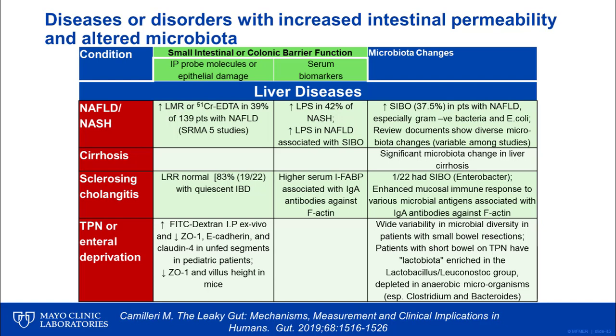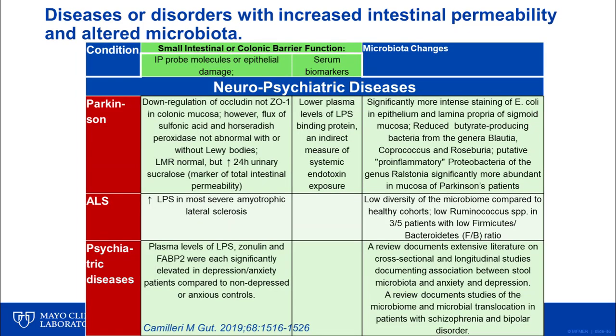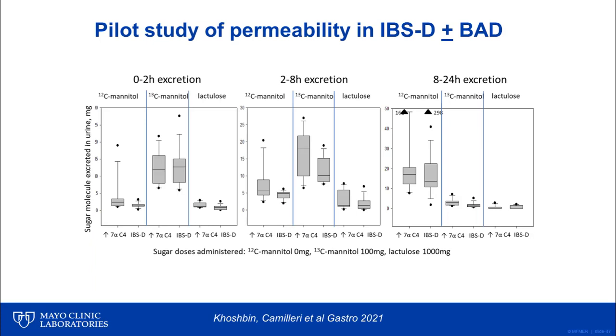TPN, especially if you have enteral deprivation, in other words, patients are being supplemented only with total parenteral nutrition, is associated, if you take biopsies and look at the mucosal permeability in vitro, or look at it under the microscope, with certainly evidence of intestinal barrier changes in those patients. Neuropsychiatric diseases have also been associated: Parkinson's disease, amyotrophic lateral sclerosis, and psychiatric diseases. We actually were asked by the reviewers to add some information in our recent paper in Gastroenterology.